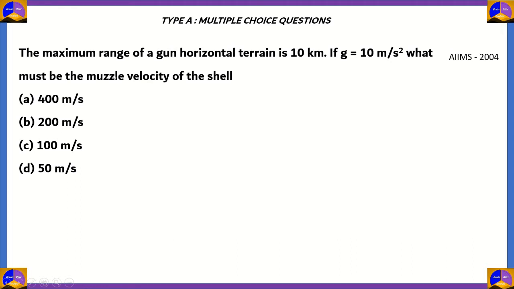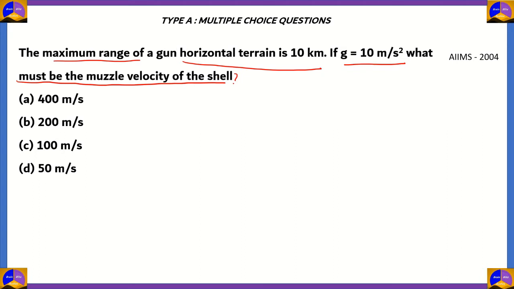Now let's look at this question. The maximum range of a gun across a horizontal terrain is 10 kilometers. If g equals 10 meters per second square, what must be the muzzle velocity of the shell? So we need to find the initial velocity u here.